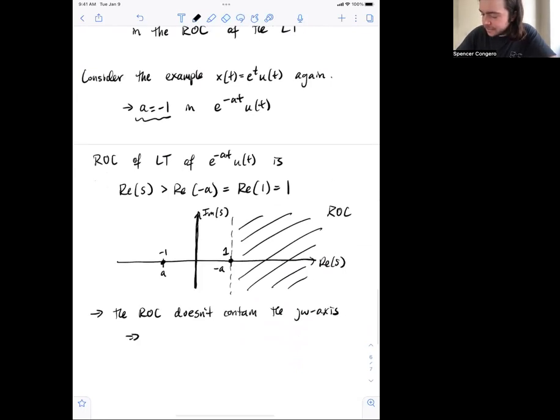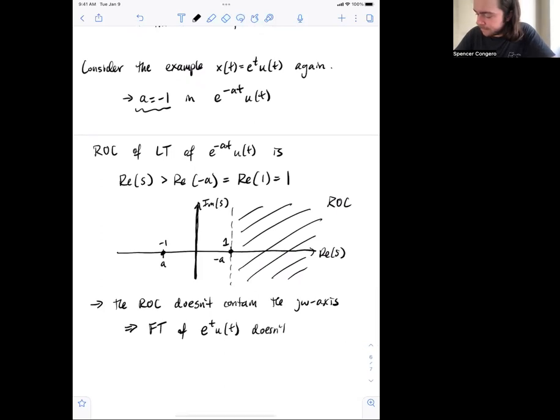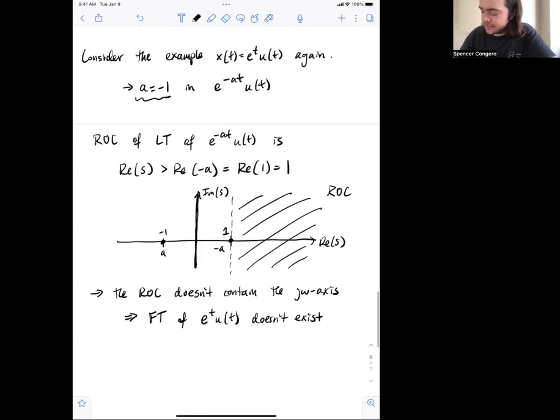And so based on our reasoning we just walked through, the Fourier transform of e to the t u of t, which is the function we were just looking at, doesn't exist. And this confirms what we found before by hand. Going through the process of trying to take this Fourier transform, we found it didn't exist.